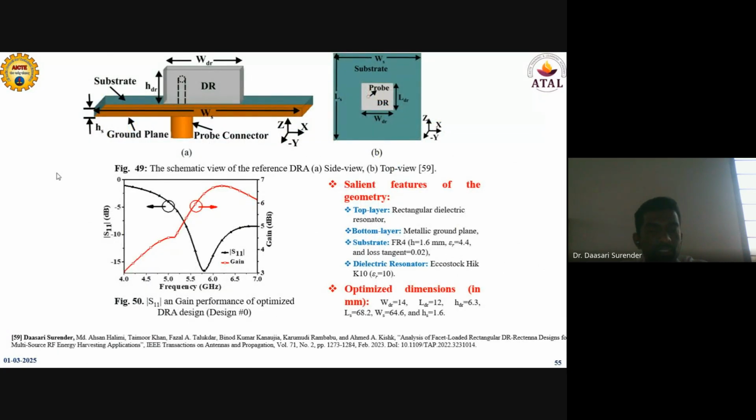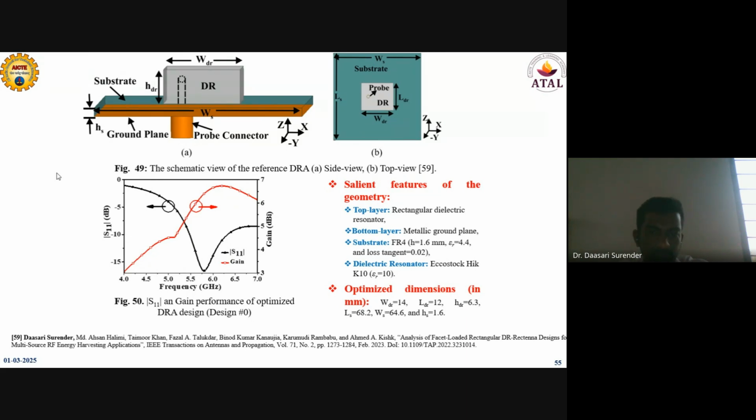And this is the best paper in my profile. This is implemented with a spiral facet approach. Here the beauty is that the number of spiral facets increases the number of resonances. So first we have chosen a rectangular dielectric resonator antenna with coaxial probe feeding.